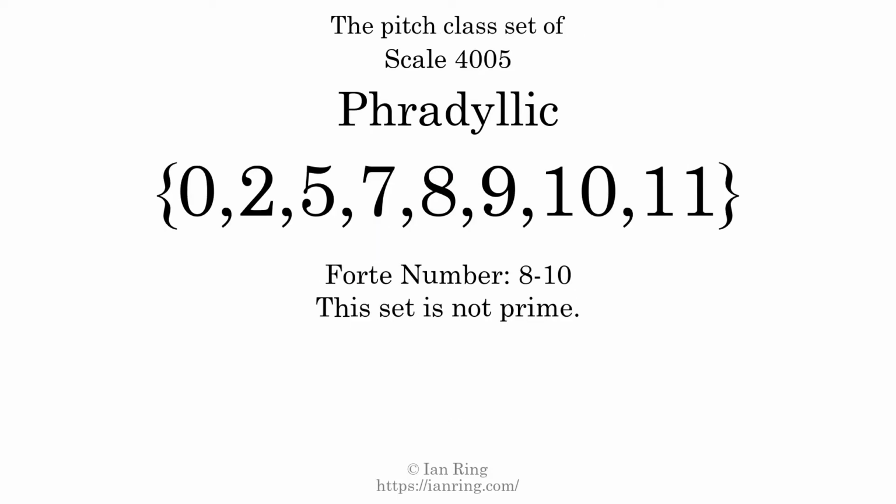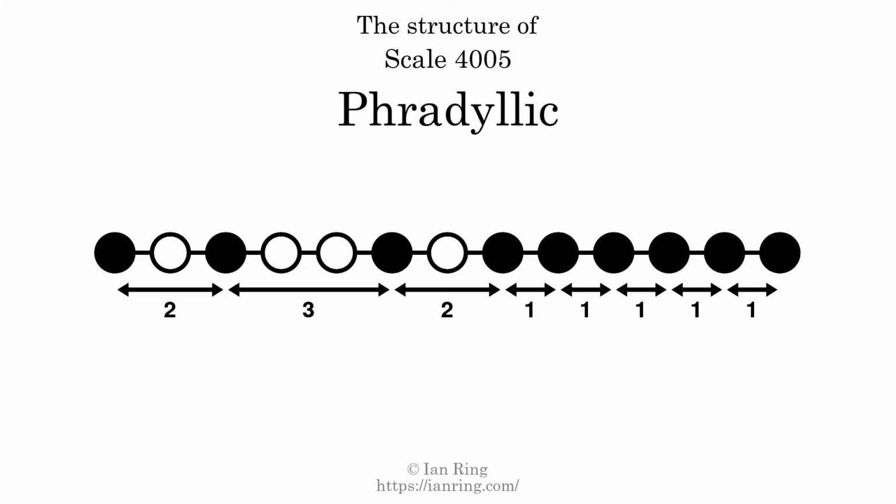The pitch class set for this scale is 0, 2, 5, 7, 8, 9, 10, 11. The Fort class is 8, 10. This set is not prime. The structure of a scale is a description of the interval distance between each successive tone. This scale has a structure of 2, 3, 2, 1, 1, 1, 1, 1.